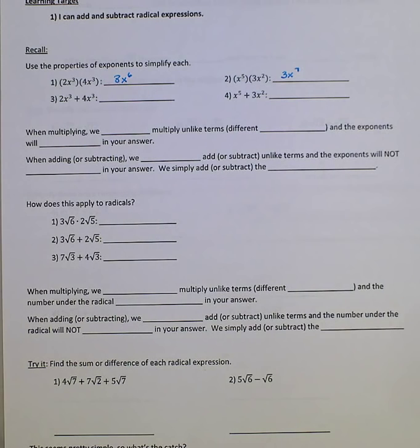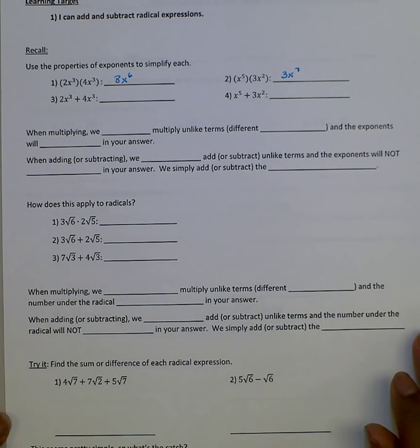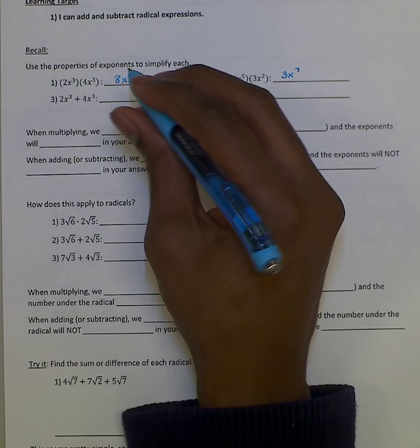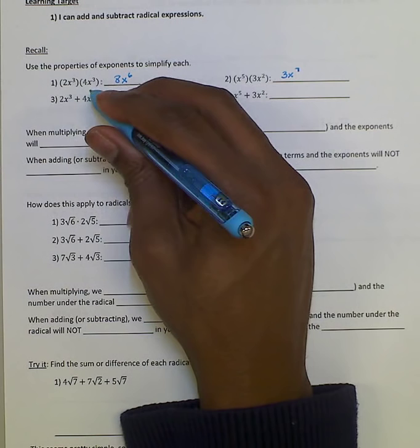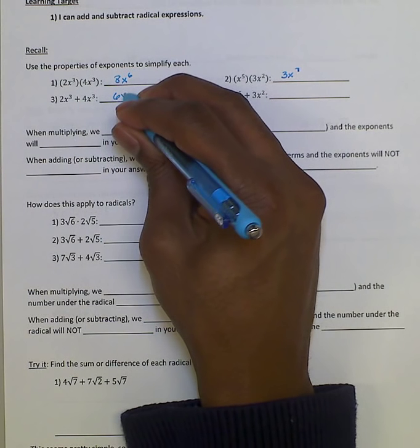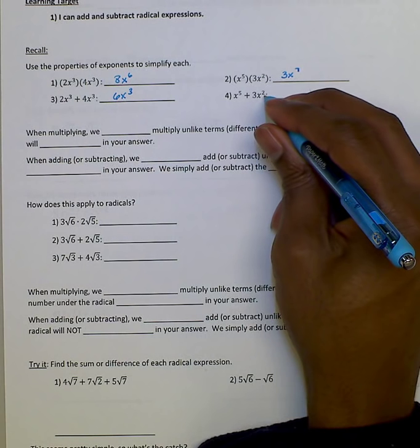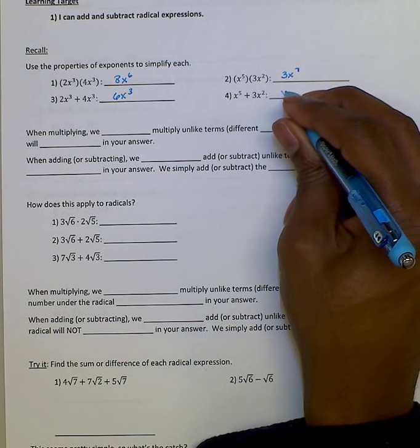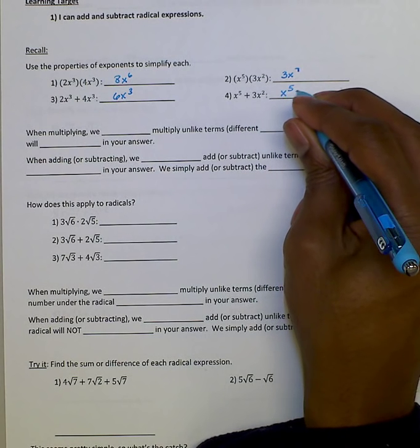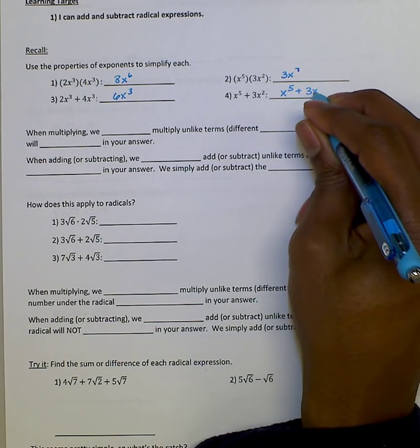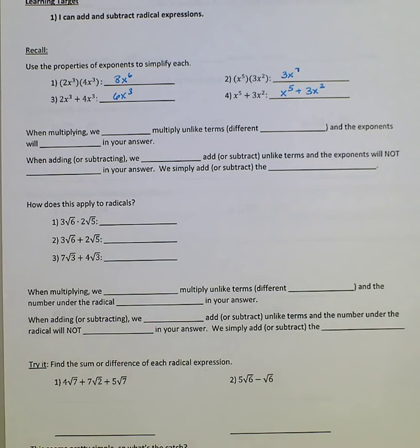Now when we're adding these, 2x cubed plus 4x cubed, I can add these together because they are like terms, so I get 6x cubed. When I have x to the 5th plus 3x squared, I can't add those together. They're not like terms because they have different exponents. They have the same variable but different exponents.